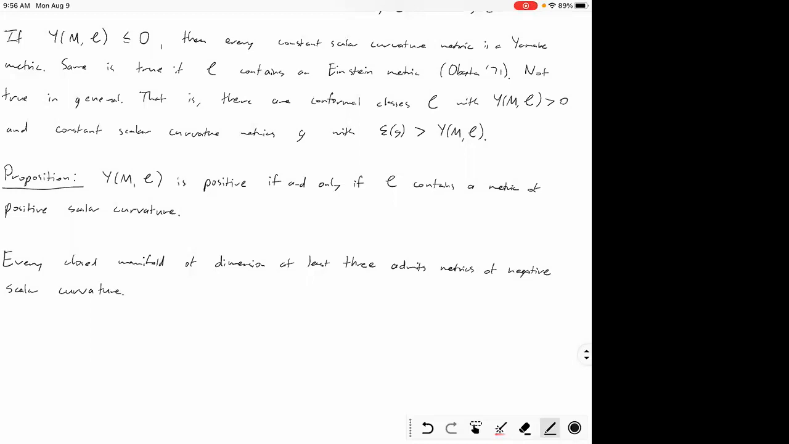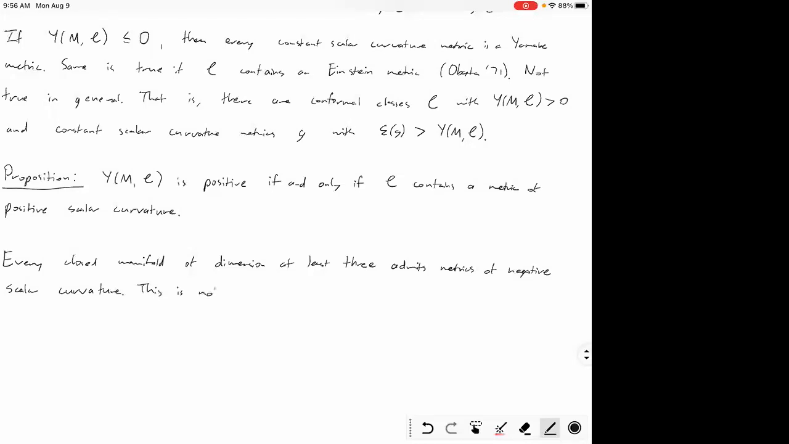In fact, much more is true. You can remove closed and just take a non-compact manifold. It admits complete metrics of negative scalar curvature. And in fact, even better, it admits complete metrics of negative Ricci curvature. So in some sense, there's many of these metrics. They're easy to find. They exist in abundance on every manifold. Okay, so somehow the existence problem for negative scalar curvature or even negative Ricci curvature, it's really easy to find.